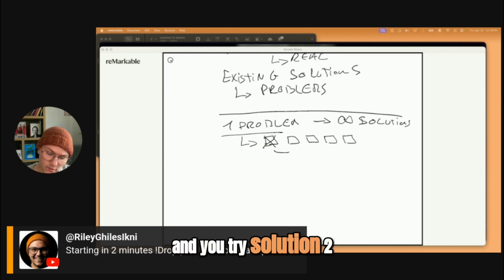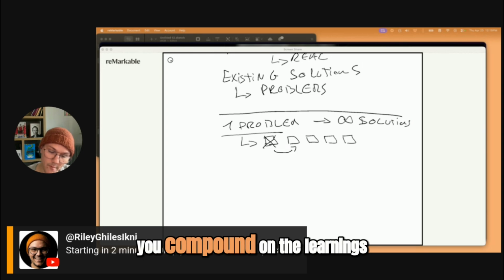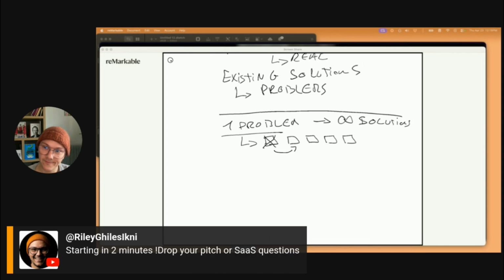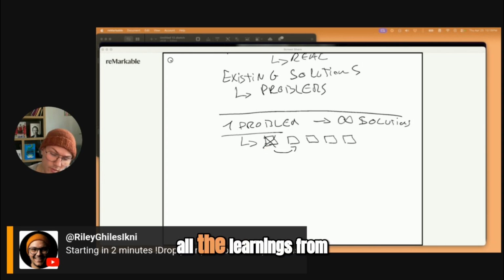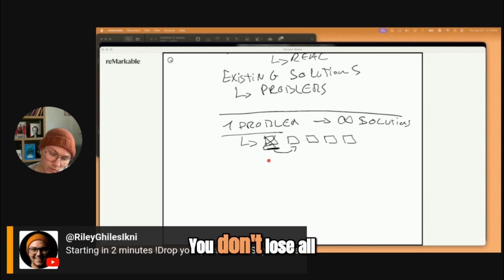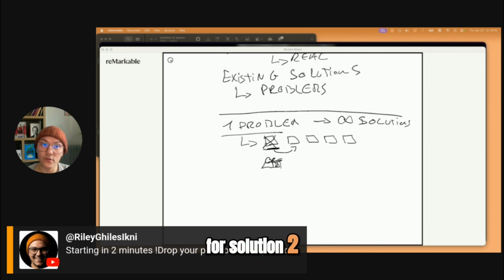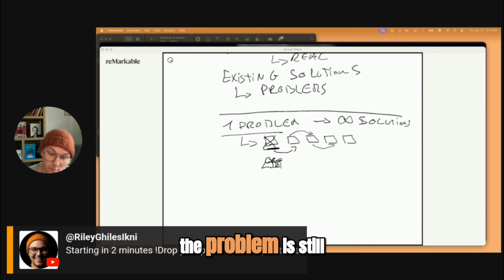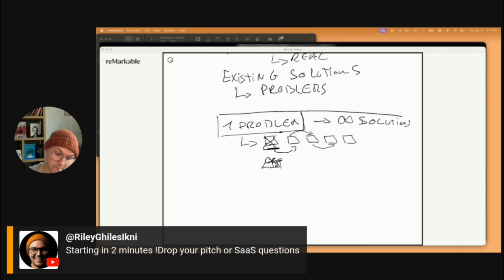But here's the thing, if solution one doesn't work and you try solution two, you compound on the learnings. So you don't lose all the learnings from solution one when you move to solution two. You don't lose all the people you've talked to in the customer base and the leads for solution two. And so it gives you an edge. So you never start back from zero because the problem is still the same.